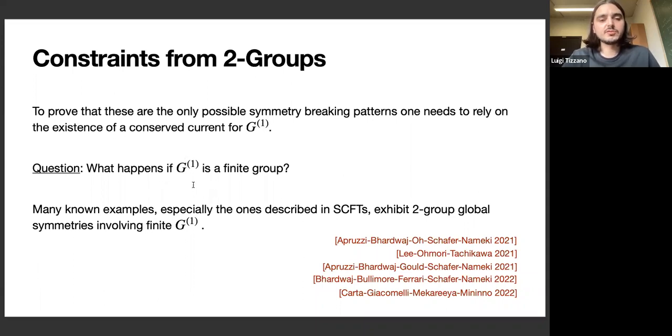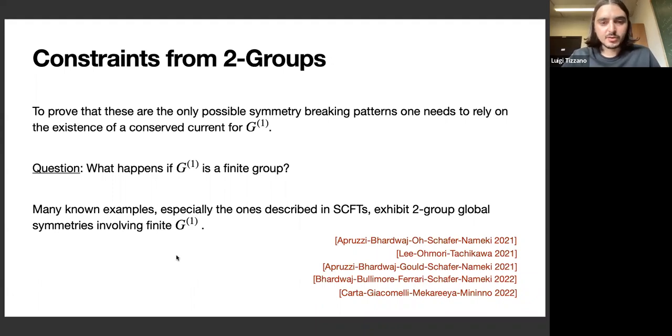some of the most interesting two groups that seem to be found are in the context of superconformal field theories, for example. And in those contexts, it is always the case that the group G1 is finite. So having some handle on what dynamical constraint exists for the two groups in this case would be very interesting. And yeah, I think this is an open question. And yeah, I just wanted to point it out.